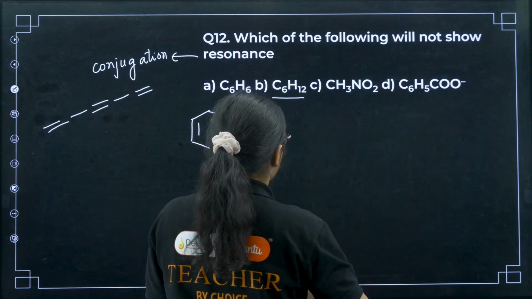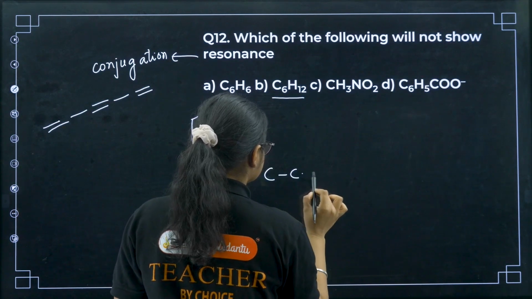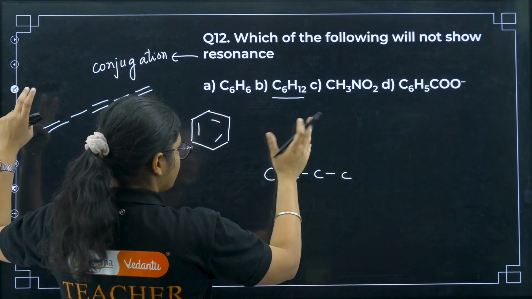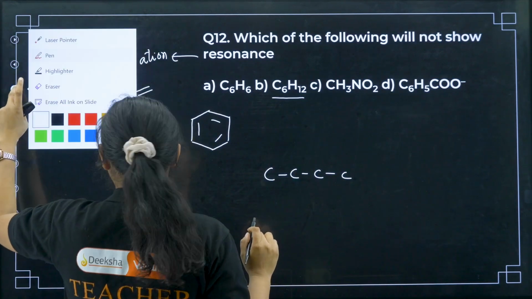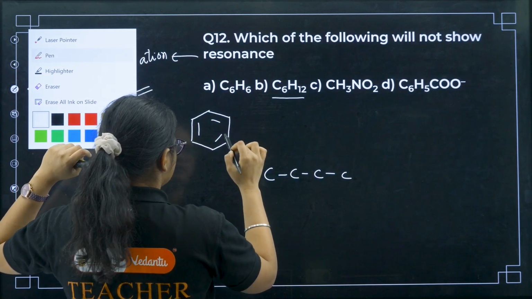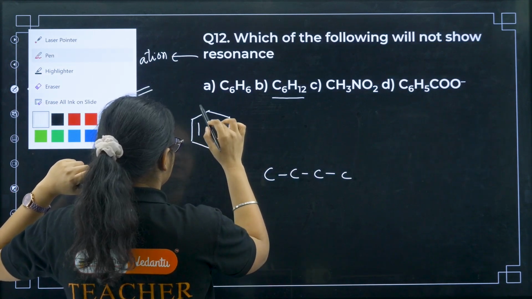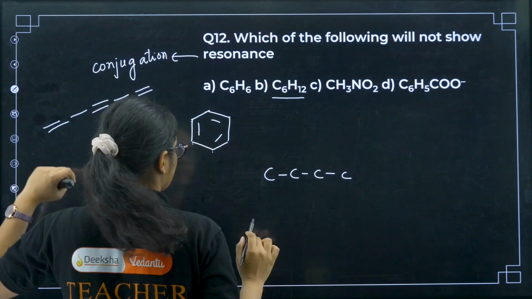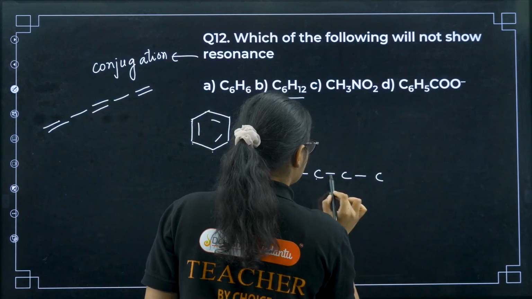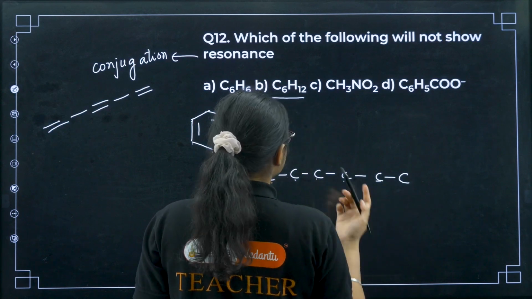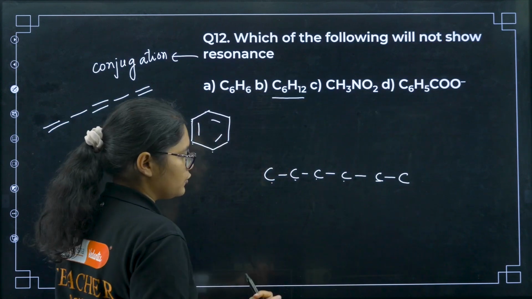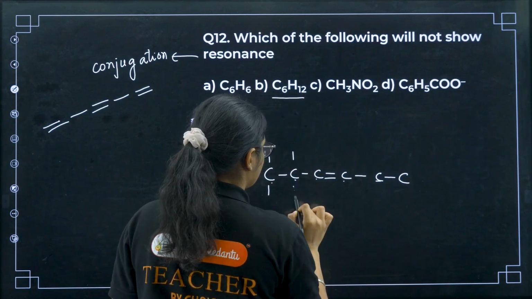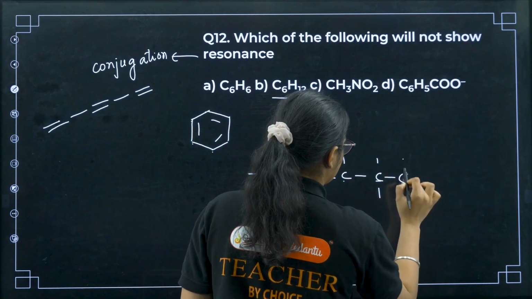If I do C6H12, you can draw like this. There can be different possible structures. C6H12 is your alkene group, right? So I'll put one alkene like this, suppose. Then I can have 1, 2, 3, 4, 5, 6, 7, 8, 9, 10, 11, 12.